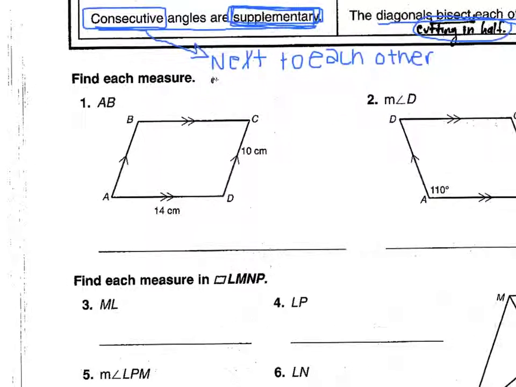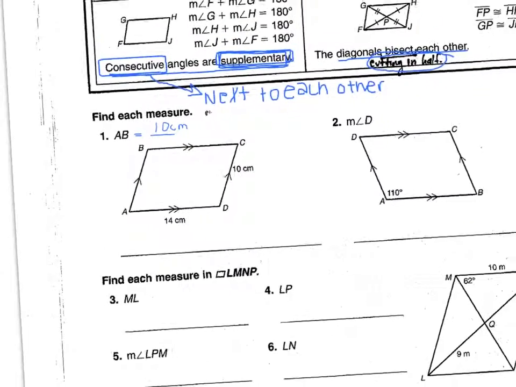In example number 1, we need to find AB. So how much is AB? Well, AB should be congruent to CD if this is a parallelogram. And it is, because the opposite sides are parallel. So therefore, AB equals 10 centimeters. Don't forget to put the unit, please. It's very important that you get used to using a unit.